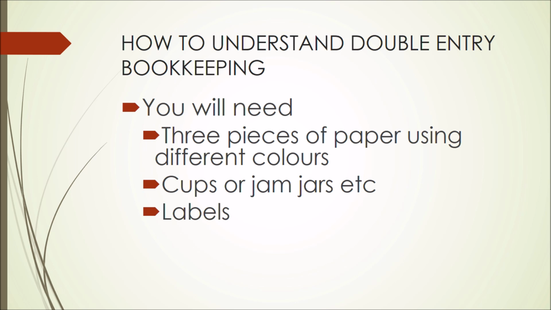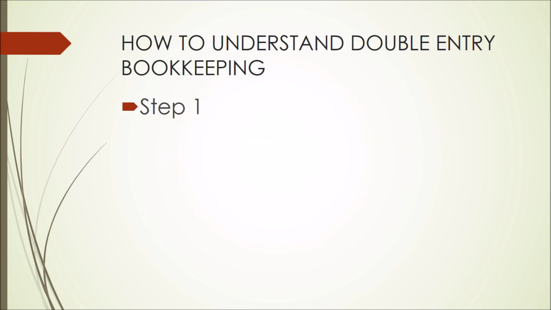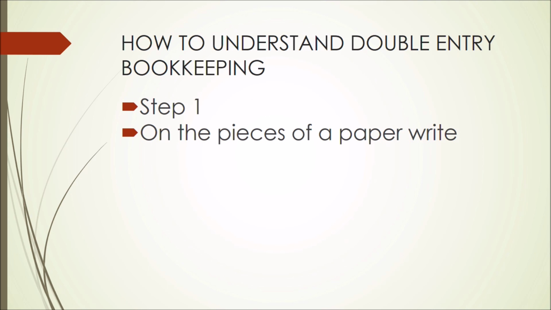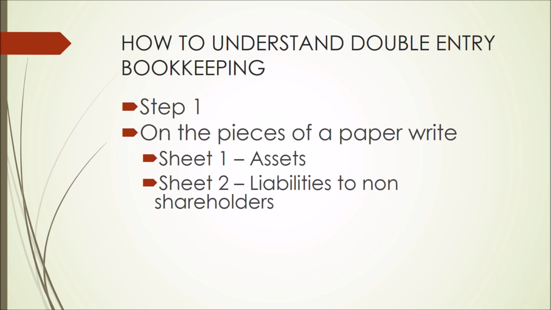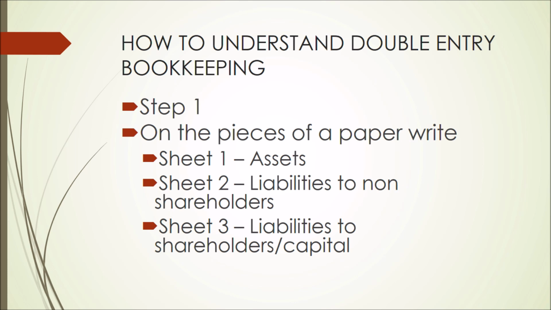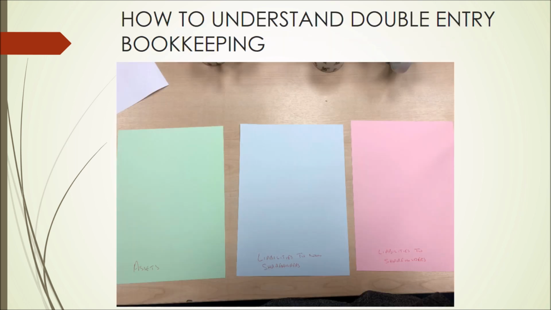But you don't really need labels, but I'm going to use them in this. And you're going to need some paper and a pen really. So you're going to have some separate pieces of paper, which we're going to tear up, and you need a pen. Okay, so, step 1. On the 3 pieces of paper, you're going to write on sheet 1 something called assets, on sheet 2 something called liabilities non-shareholders, and on sheet 3 liabilities to shareholders stroke capital. Okay, so that's what we're going to put on those 3 pieces of paper. Put those on your 3 pieces of paper now, and it should look something like that.